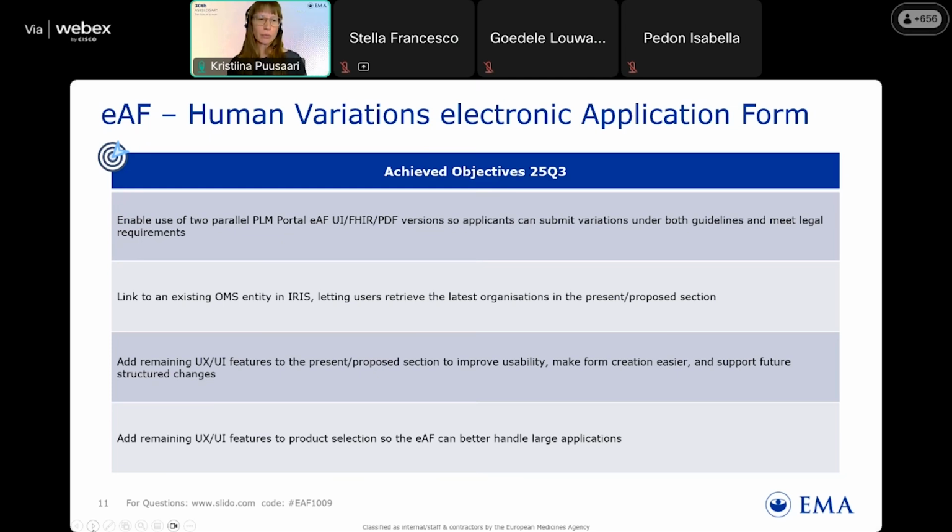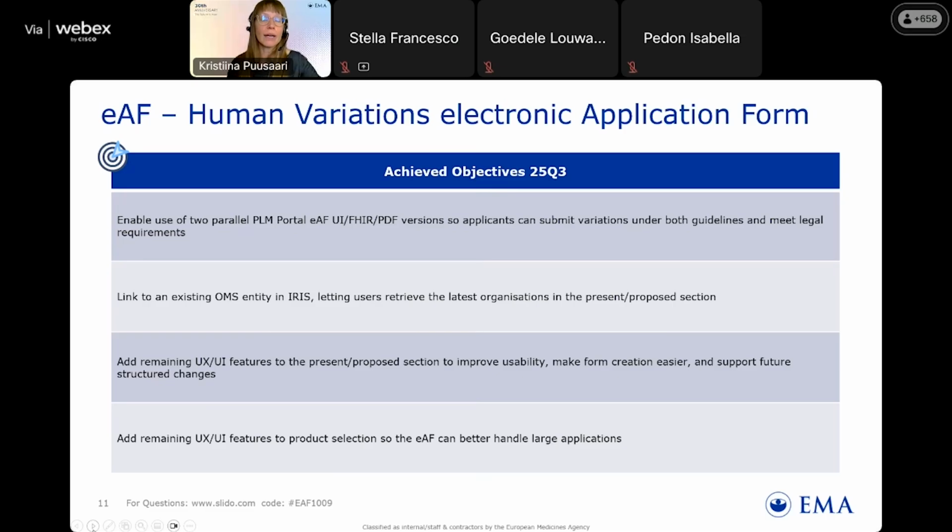So this was a very important piece of work that we have been doing. And we're hoping that in late October or at the latest in November, you will have these two versions available for you, so you can already start familiarizing yourself with the new amended variation classification.